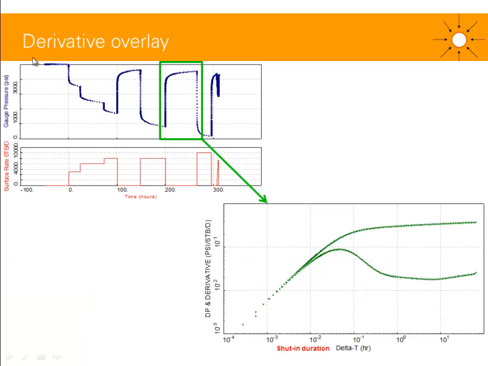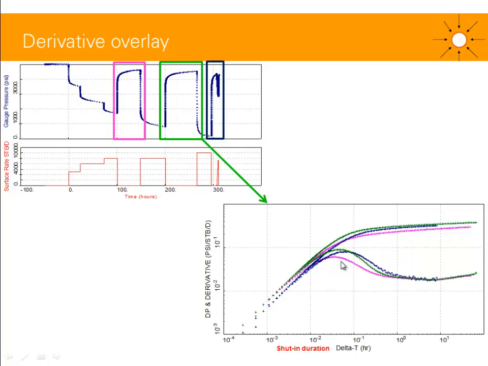Let's have a look at another tool which is called derivative overlay. So let's say I've got 3 PBUs here, and on this log plot or derivative plot, I plot the data from this PBU. So I've got delta P plot, which is this pressure signal here, pressure at T minus pressure at J, and its derivative with respect to a time function. And I plot this versus the J duration, delta T. Okay. So now I can overlay on the same plot the data from these two other PBUs.